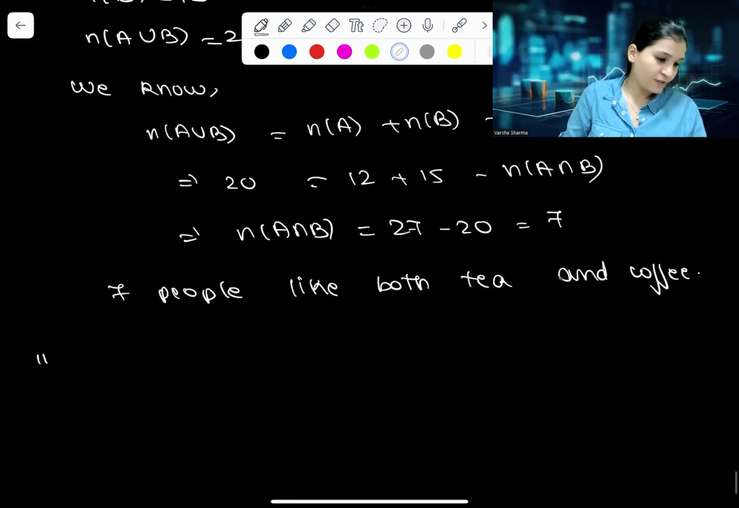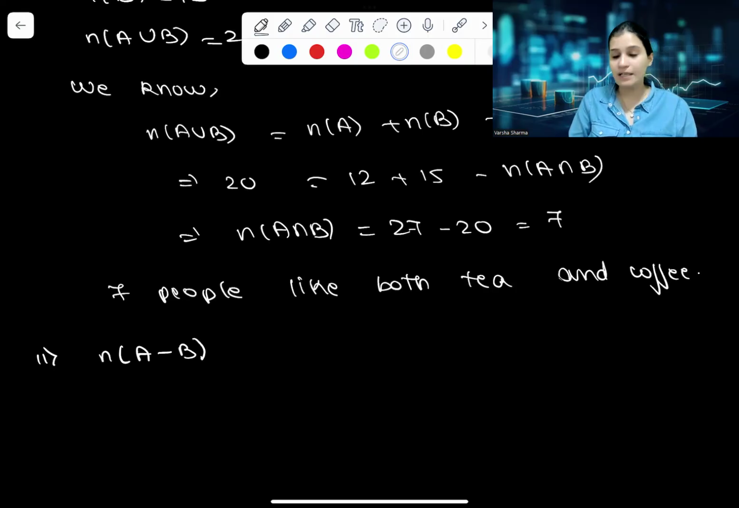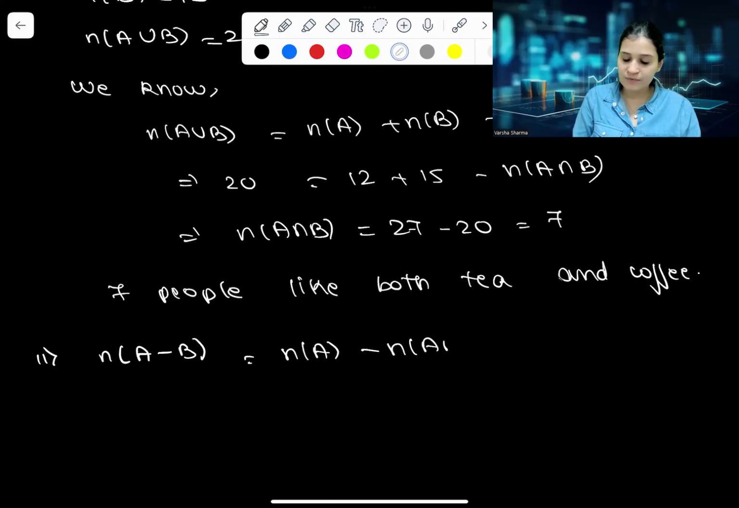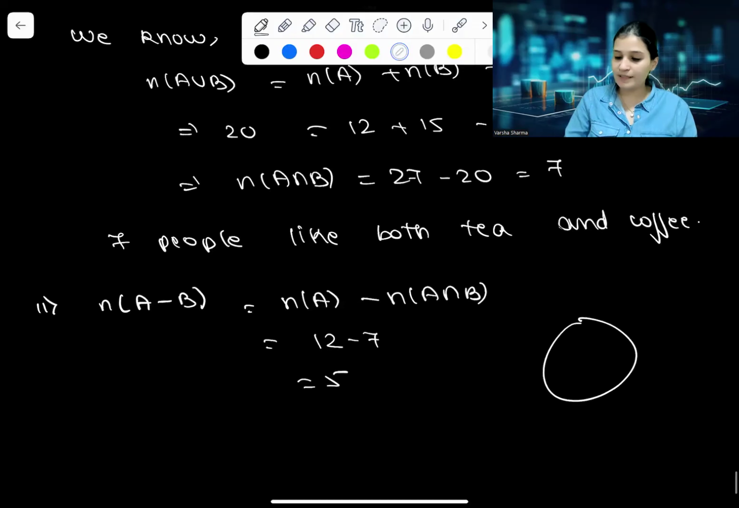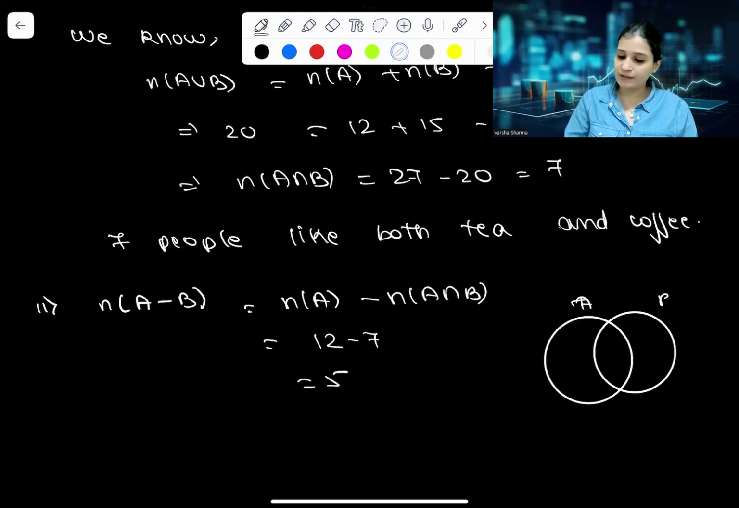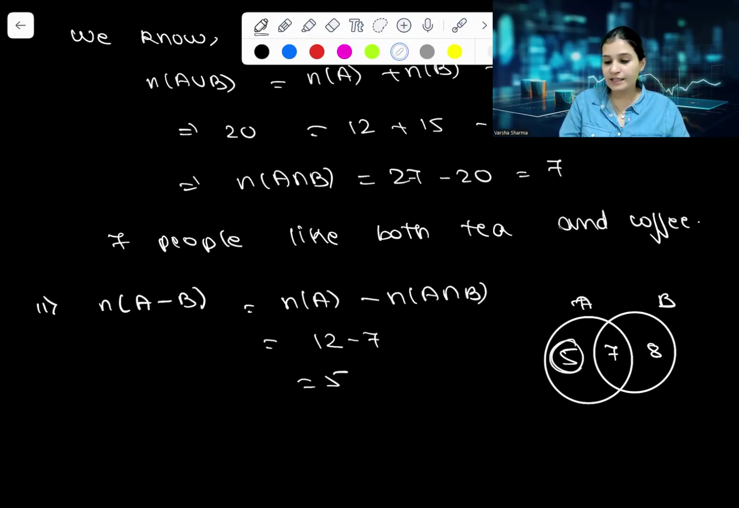Then number 2, only tea and not coffee. So the number of people who like tea but not coffee, that is A minus B. So from the tea section, remove the common one. How many? 5? Yes. So if these were the circles, A and B, how many liked both? 7. Total there was 12. So 5. Here it was 5, 8, 15. So 8.